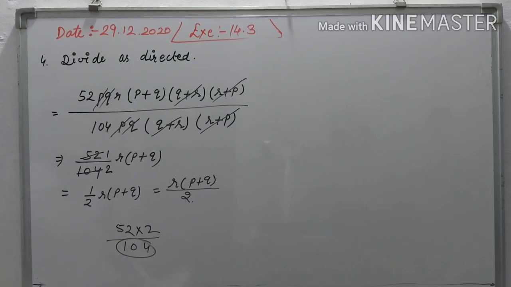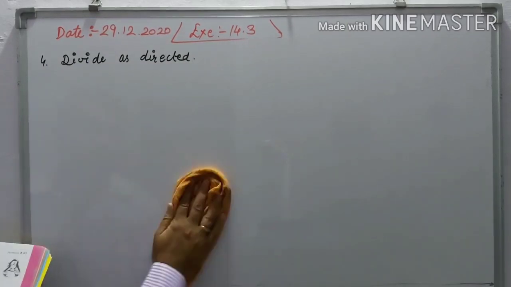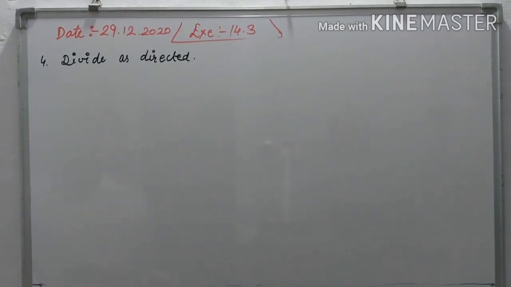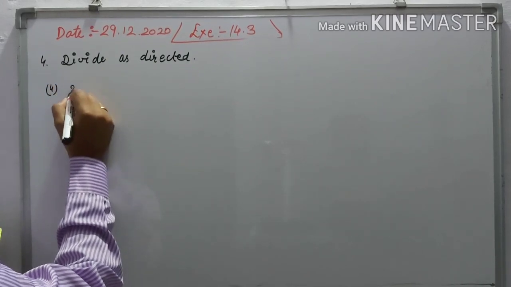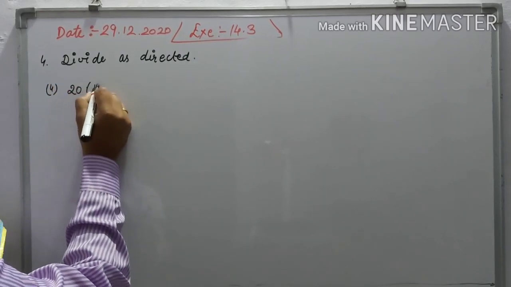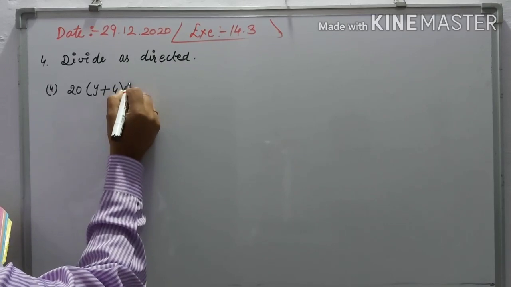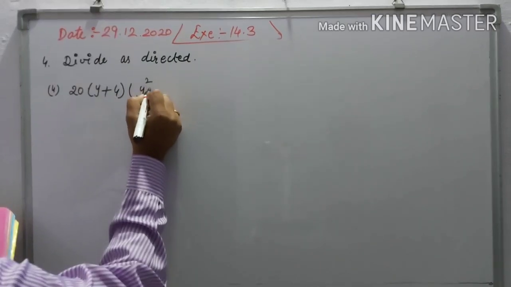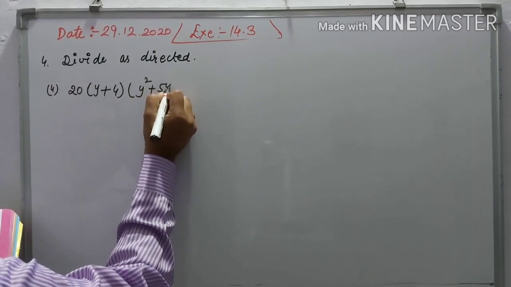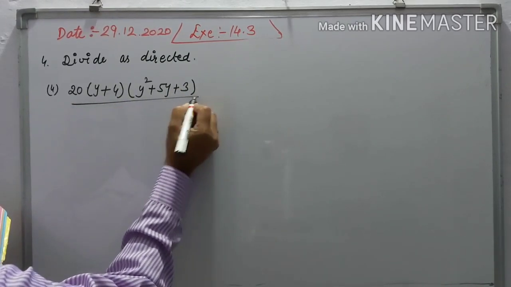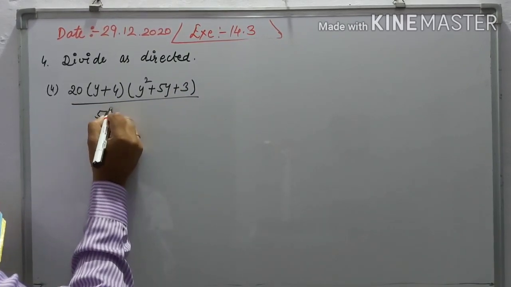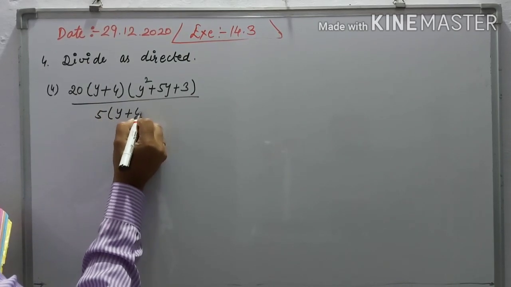And the next question, the fourth question, is 20 in bracket y plus 4, second bracket y square plus 5y plus 3, and divided by 5y plus 4.